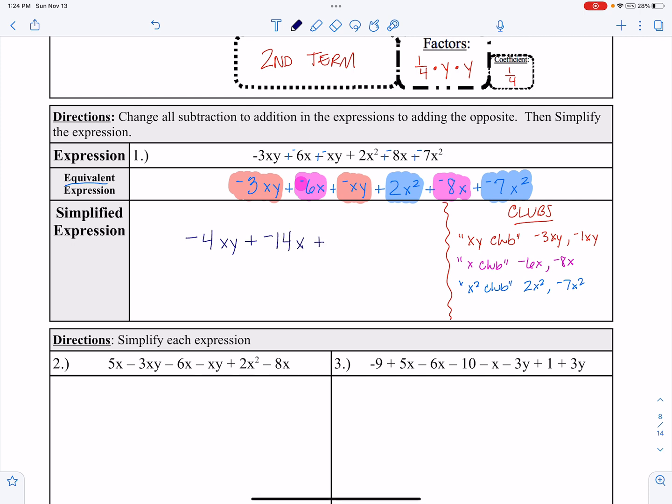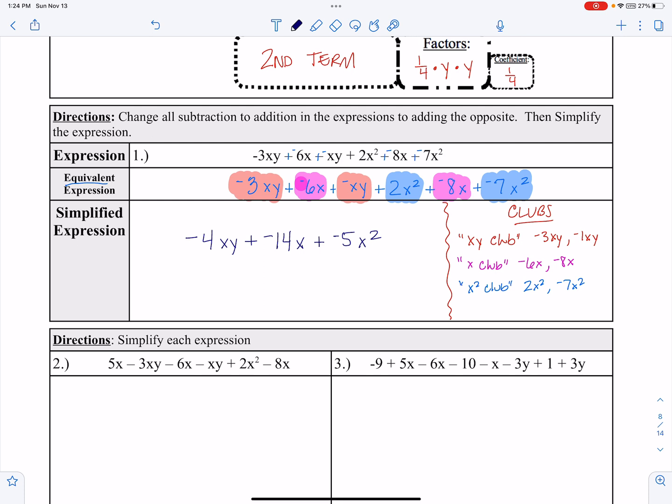And then we're going to add our last club, which is our squared club. When I look at this, I see I have a 2x squared plus a negative 7x squared. So different signs, subtract. I'm going to do the 7 minus the 2. So I end up with a negative 5x squared. So I've combined like terms.